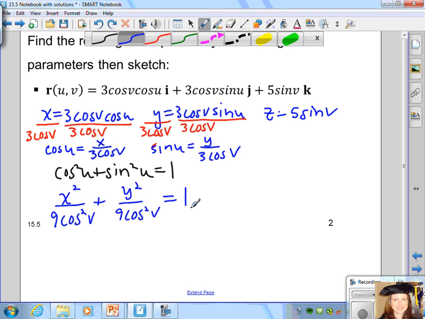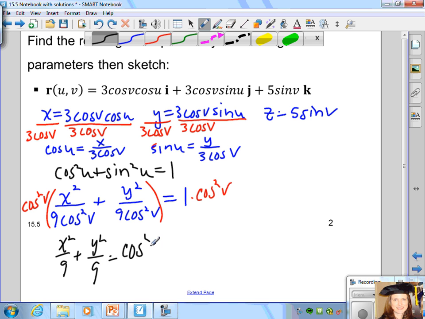If we multiply both sides of this equation by 9 cosine squared v, we can then find that, or actually, let's not do the 9 here. Let's multiply both sides by cosine squared v, and then we get the equation x squared over 9 plus y squared over 9 is equal to cosine squared v.